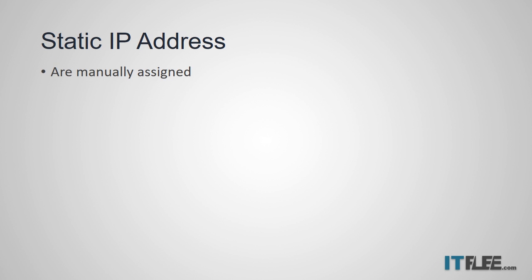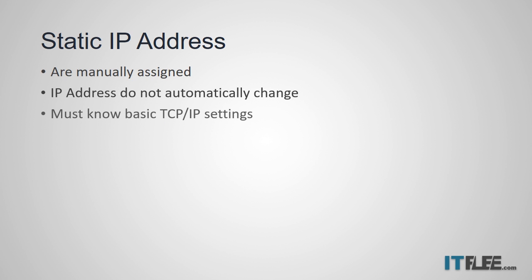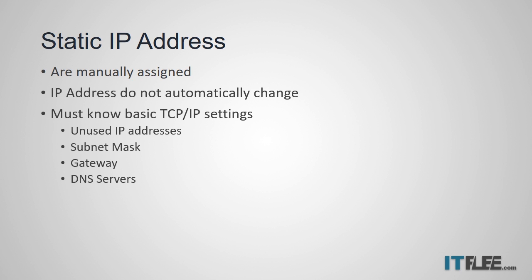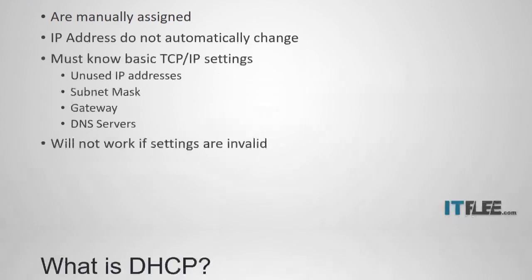A static IP address is manually assigned by an administrator, and as the name suggests, it does not change unless it's manually changed. In order to configure a static IP address, you must know the basic TCP/IP settings for your network. Things like available IP addresses, what subnet mask to use, what gateway to use, and optionally, what DNS server to point your computer to. If you enter an invalid setting, your computer will not have network connectivity until you fix the configuration issue.